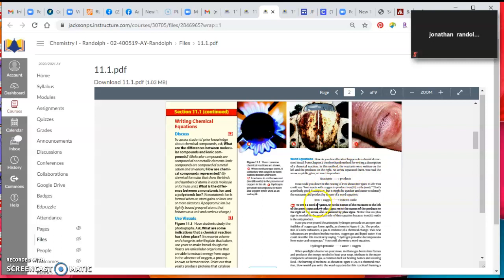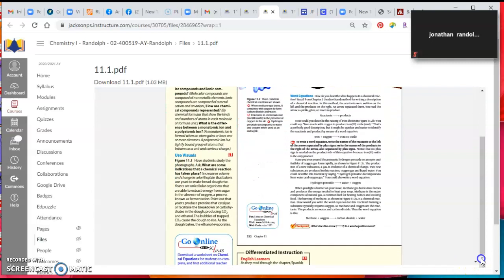So if you were to put iron and oxygen together, iron oxide is going to be your result. Your reactants are iron and oxygen. Your product is iron oxide, or iron 3 oxide. And so that's the simplified way of writing an equation.